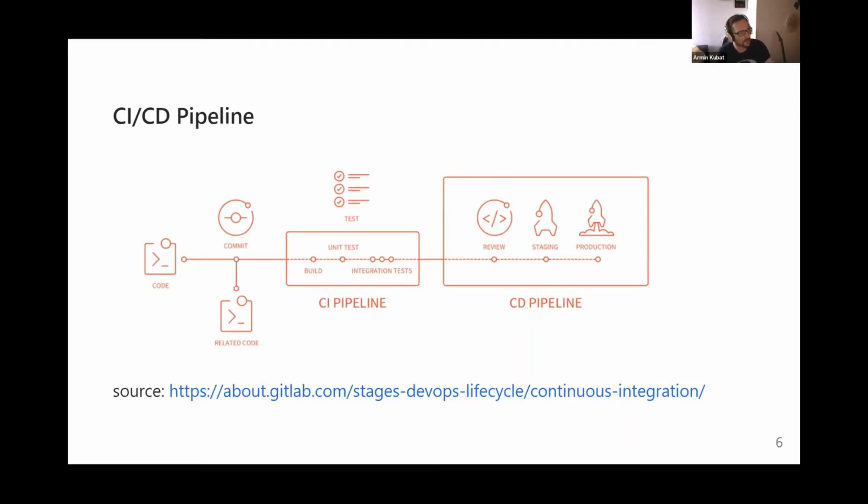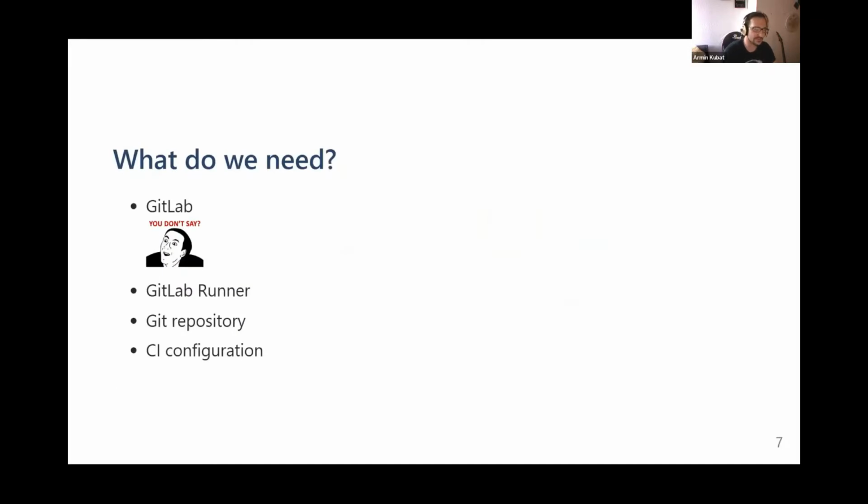However, after reading a little bit into CI/CD, I realized I'm not at all an expert in this topic. It is huge, and I want to concentrate actually on the automated build part, or the CI pipeline scripting, and how you can do this with GitLab and Unity. So, what do we need to implement this? Obviously we need GitLab. Then we need a GitLab runner, a Git repository which contains our project, and then we have to write a CI configuration.